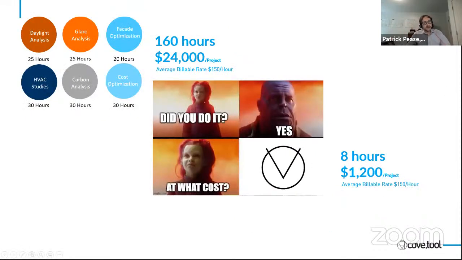So again, to recap, we did a lot of work there. There were already over 2,000 models run. How long did it take us? A traditional method might take us like 160 hours for the daylight, the glare, the facade, the HVAC, the carbon, all of that. But in reality, for this particular case, I did it all in essentially 8 hours and the PowerPoint. So we can do this very, very quickly.